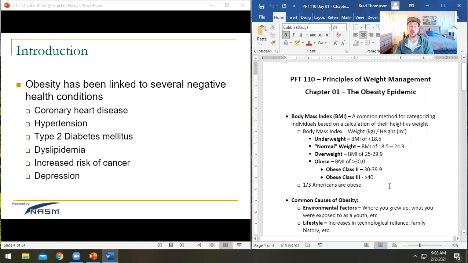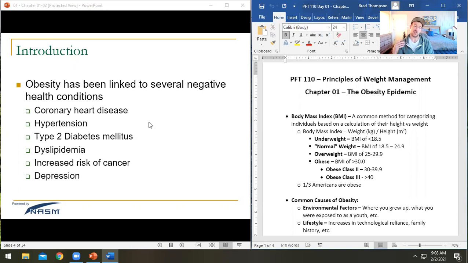So we do know that obesity has been linked to a lot of negative health conditions, coronary heart disease being the biggest one, right? Which is the number one killer of adults in the US. So it makes sense, right? We definitely see there's a connection between obesity and coronary heart disease. And we know coronary heart disease is the number one thing that kills us, and we know that we have a lot of obese people in this country, right? So I don't know about causation, but we definitely see a correlation there to be sure. We know that it causes hypertension.